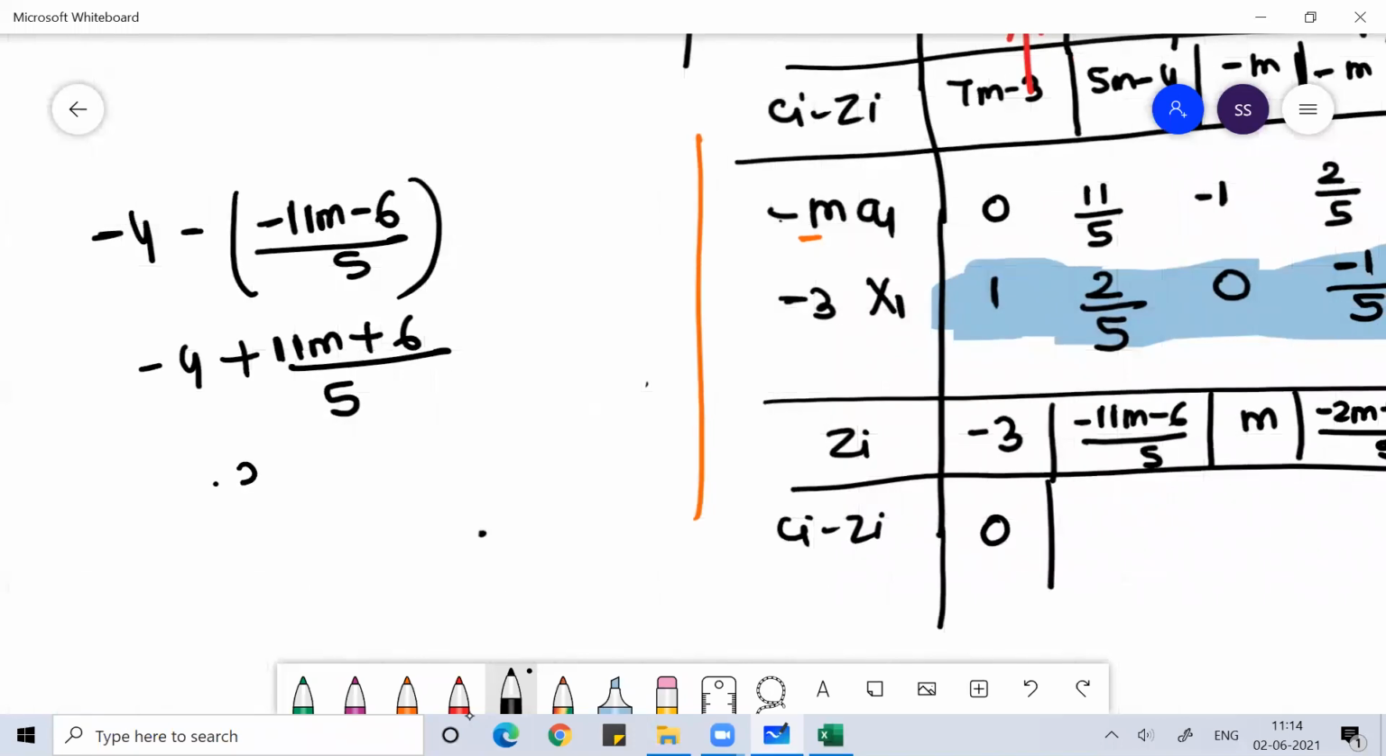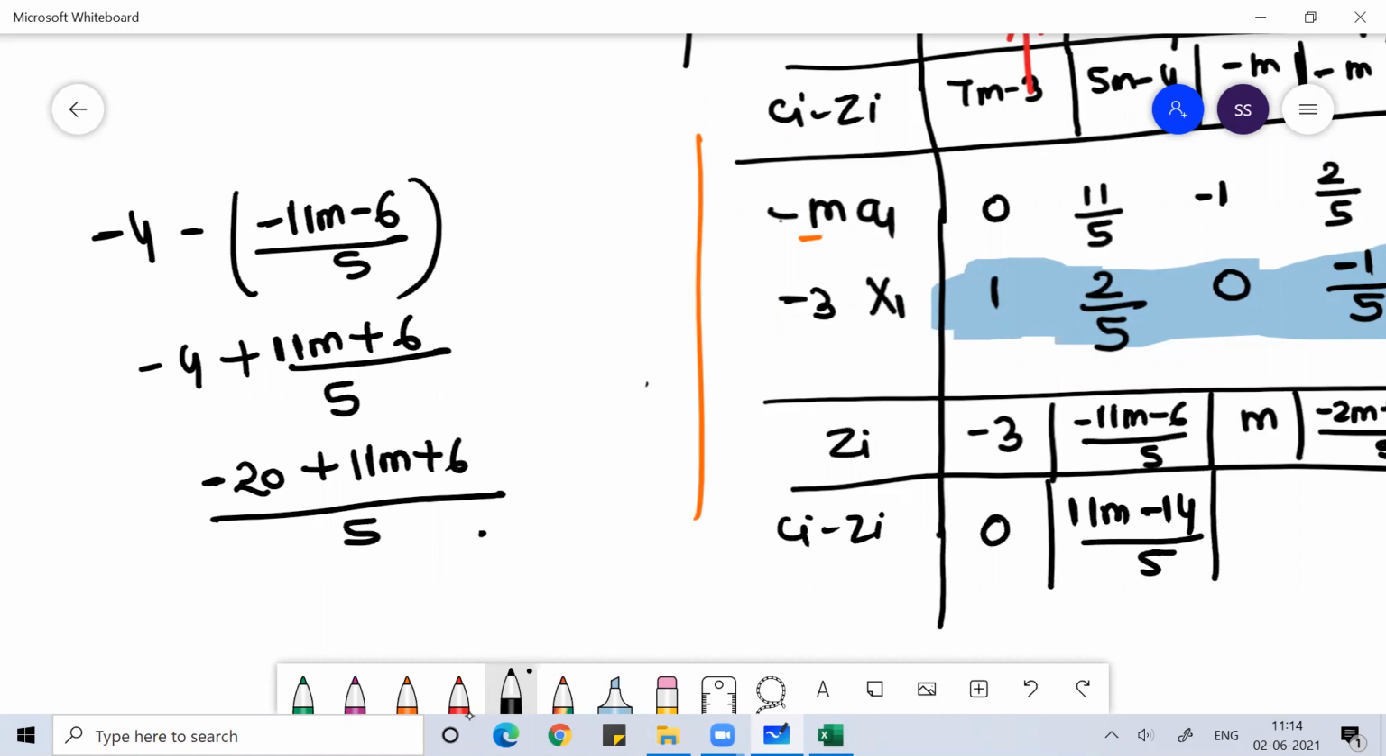This is minus 20. This is minus 20 plus 11m plus 6 by 5. So this would be 11m minus 14 by 5. Okay, guys. I hope you understand it.